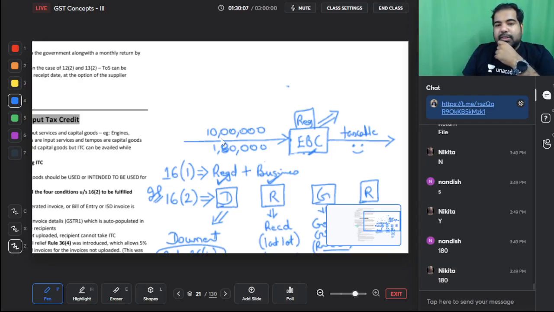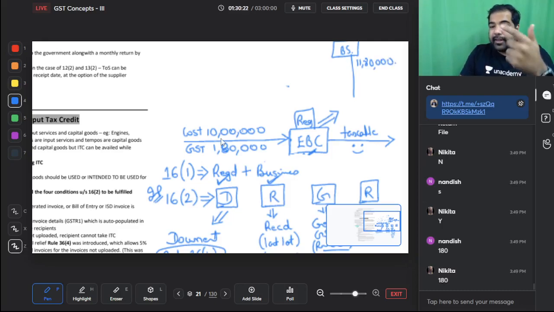So this is the GST component and this is the cost of the truck. Now, this is the balance sheet. In the balance sheet, if the electric bike company takes the entire 11,80,000 and takes depreciation on this, then the government says, listen, you've already taken GST to the balance sheet. Now you cannot take it to your credit ledger.